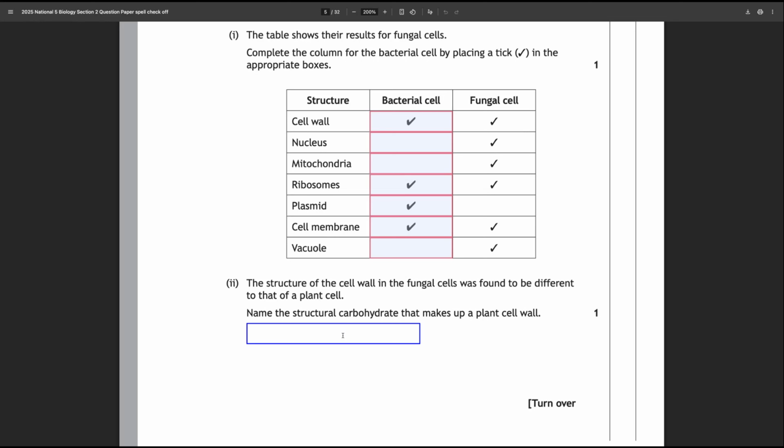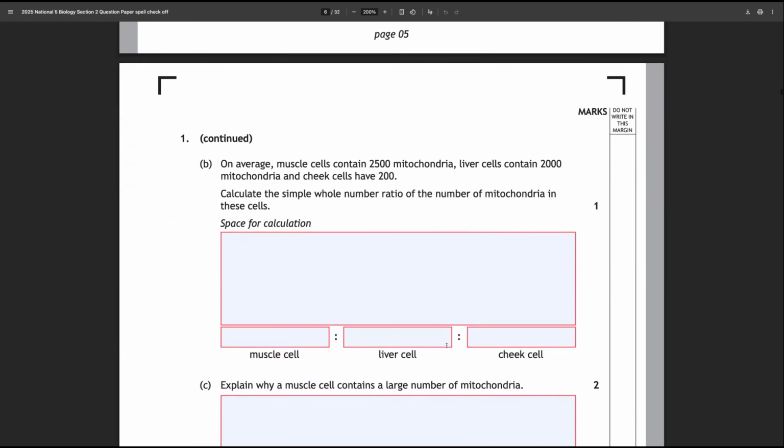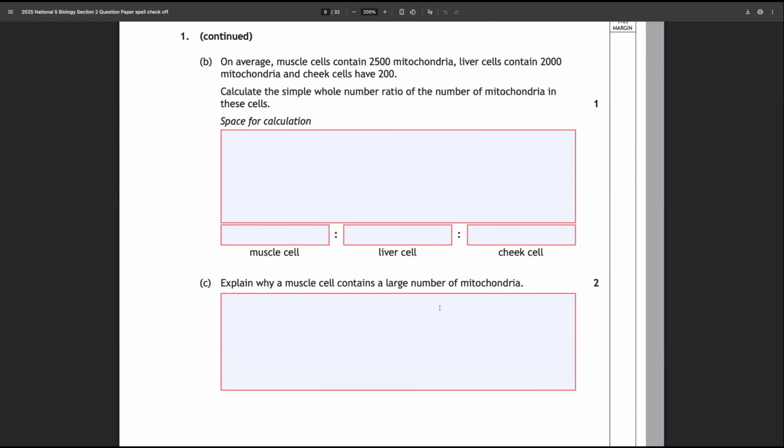Part 2, the structure of the cell wall in the fungal cell was found to be different to that of a plant cell. Name the structural carbohydrate that makes up a plant cell wall. We also learn this in the photosynthesis topic in 3.3, that the carbohydrate that's made for cell walls is cellulose. Okay, it also mentions it in topic 1.1, and it says simply that the bacterial and fungal cell are made of different materials, but the plant cell wall is made of cellulose. So that's another one where you needed to know that. That was a knowledge-based question there.